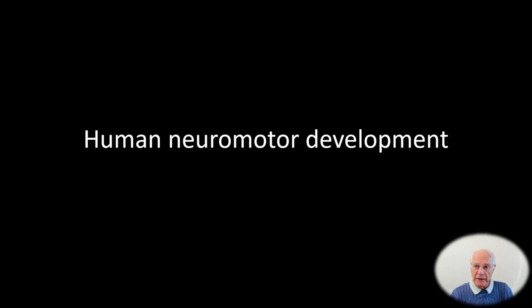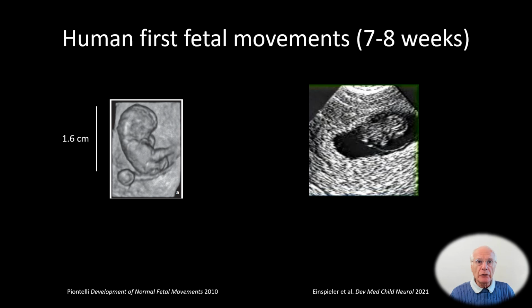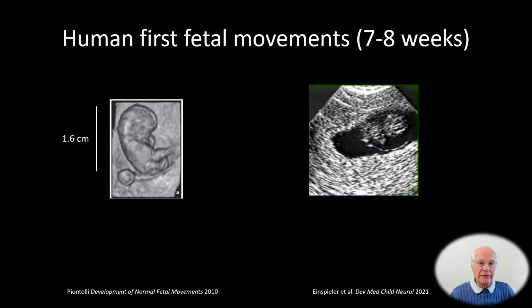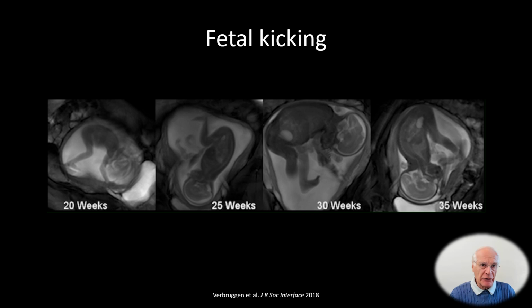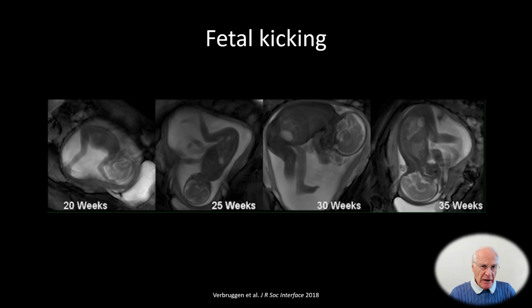The first local movements can be recorded with ultrasounds at 7-8 weeks, when the baby is as small as a bean. Local movements then evolve in general movements of the body. Here, magnetic resonance imaging shows kicking movements at different stages of gestation. Spontaneous movements such as these persist throughout gestation until several months after birth.